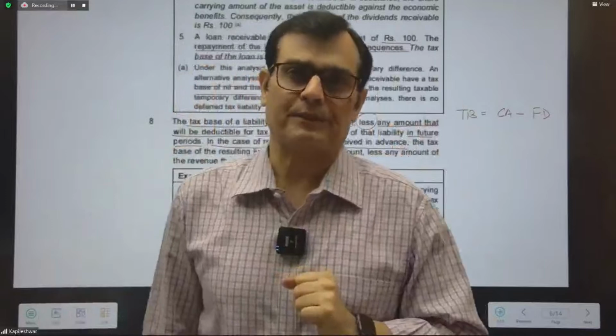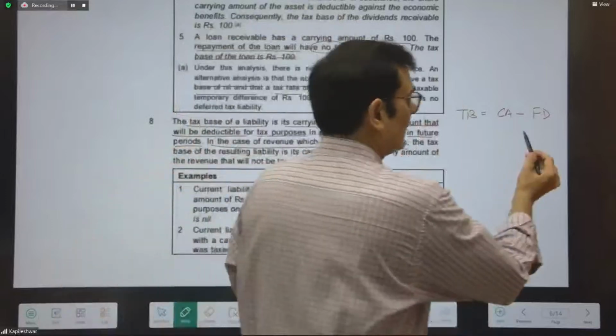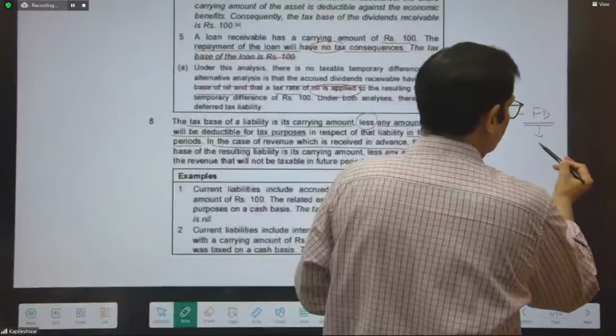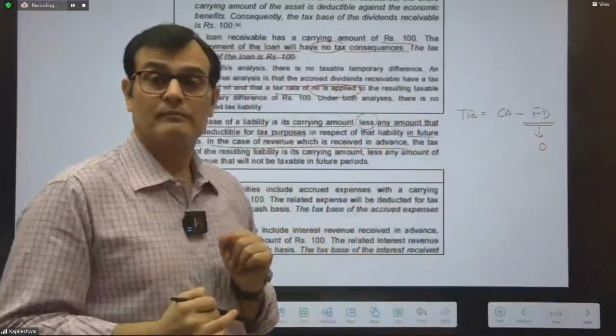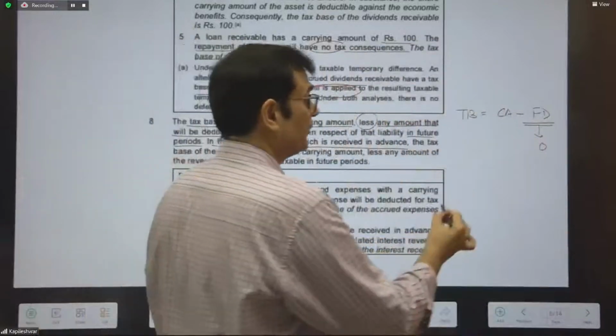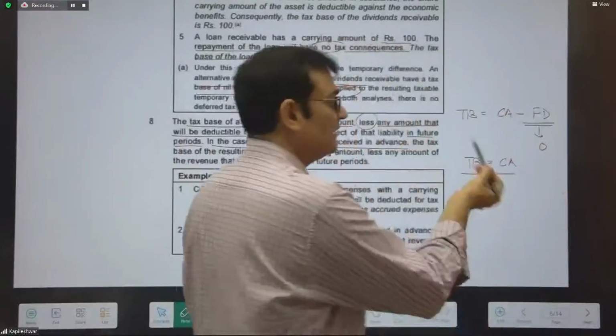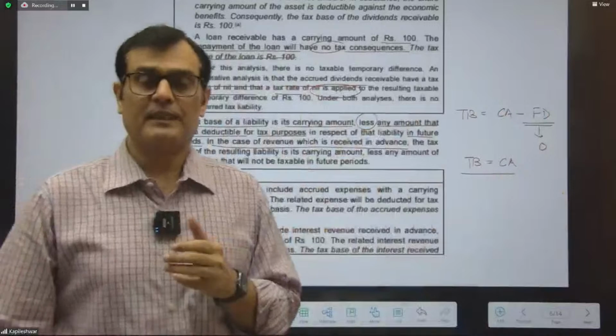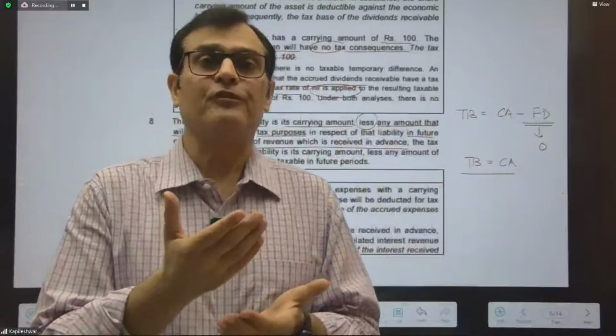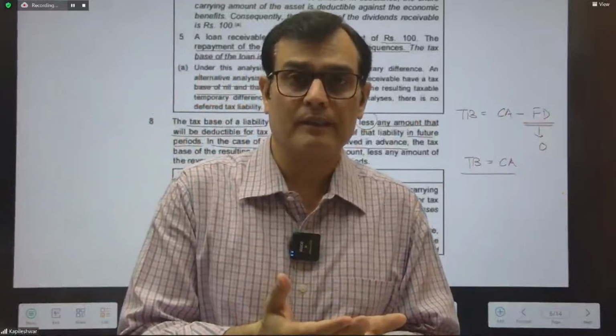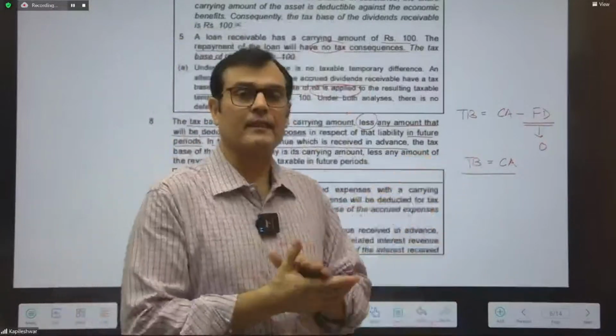This triggers my mind. Imagine if the future deduction is zero. Then mathematically the tax base and the carrying amount are going to be equal. I think that's very simple to understand: if the future deduction is not there, that means the tax base and the carrying amount are the same.